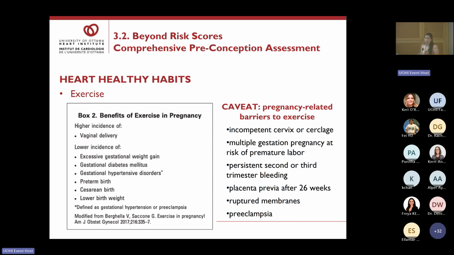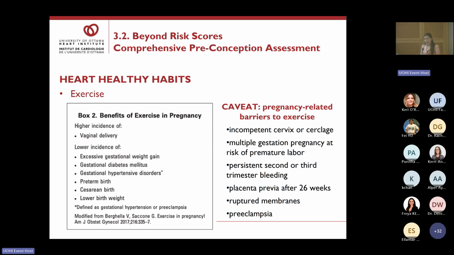The other thing is always discuss heart healthy habits. I just want to point out something about exercise. We love our patients to exercise. We tell them not only is it good for your heart, but it's also good for your pregnancy. There are higher rates of vaginal delivery for women that exercise, lower risk of low birth weight, lower risk of C-section. So there are really a lot of compelling reasons to do it.